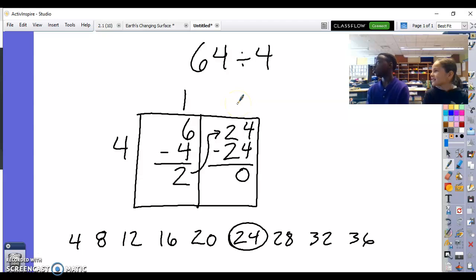So up top, 6? Why? Because it's the 6 multiple. Perfect. Now how do we check it to make sure we're right? Partial product. Use a partial product, okay.